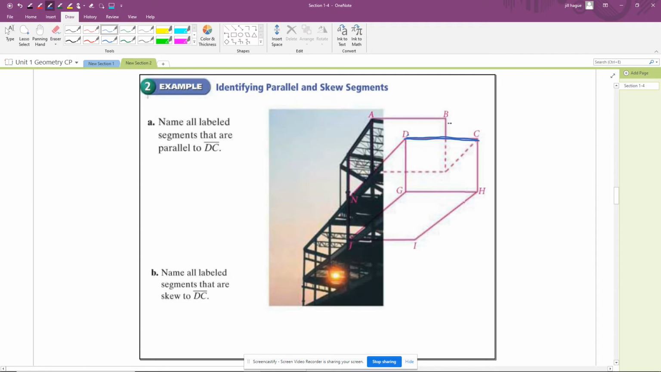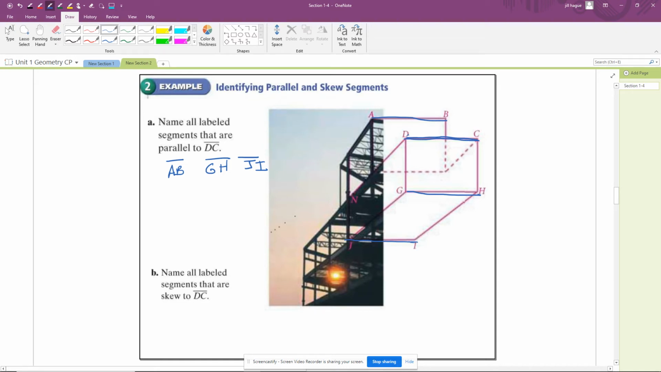What are the segments that are parallel? Well, I know AB is parallel to it, because it's on a parallel plane up here. I know GH is parallel to it. And since JI is on the back face of that, which is a parallel plane with the front, I know that JI or IJ, however you want to write it, is also a parallel segment. So we have those segments. And it's just asking me for the labeled ones, right? This would also be a parallel one, but it's not labeled, so we're not going to include it.